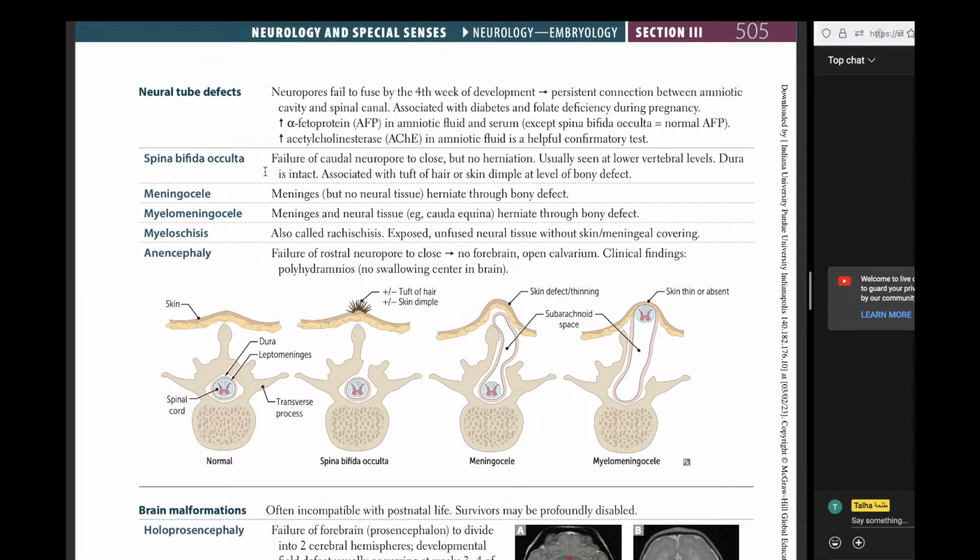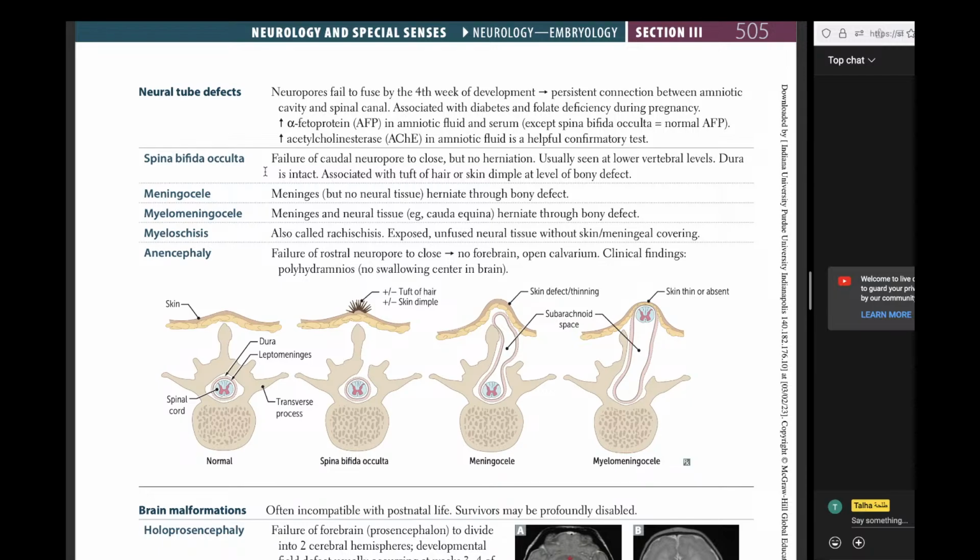Meningocele is meninges, but no neural tissue, herniating through the bony defect. Myelomeningocele is meninges and neural tissue, aka cauda equina, herniating through the bony defect. Myeloschisis, also called rachischisis, is exposed, unfused neural tissue without skin or meningeal covering. Anencephaly is failure of the rostral neuropore to close, with no forebrain. You have an open calvarium. Clinical findings include polyhydramnios.